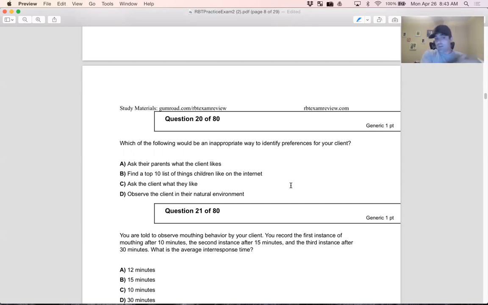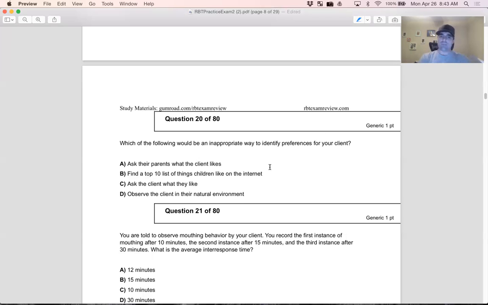You can use the top 10 list to maybe guide you, where you can bring items, but using it to actually identify preferences for your client is just incorrect. They might not like a single thing on that list. There are many kids that we work with who we have trouble identifying preferences because their preferences are unusual. They have unusual or uncommon preferences, and their preferences would not exist on a top 10 list. So using a general list and a general guide for client-specific things like preferences is just incorrect.